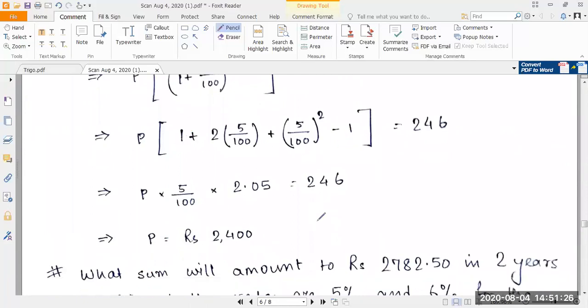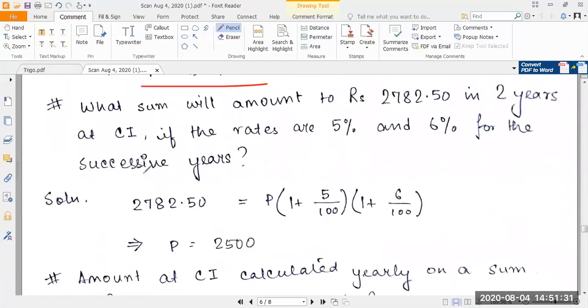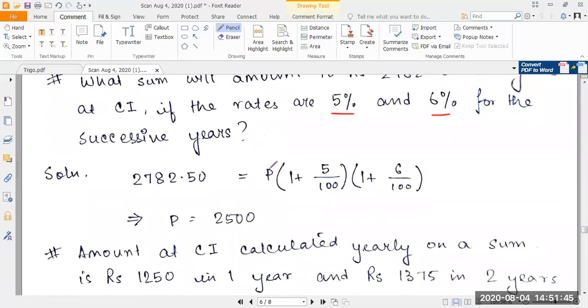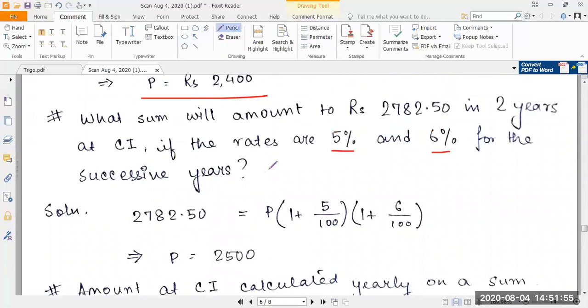Next sum is, what sum will amount to rupees 2782.50 in 2 years at compound interest if the rates are 5% and 6% for successive years? In our previous sum, we had one single rate of interest which was applied for both the first year and the second year. But here, in the first year, the interest rate considered is 5%. But in the second year, the interest rate considered is 6%. So we have two different rates of interest which are applied on 2 different years.